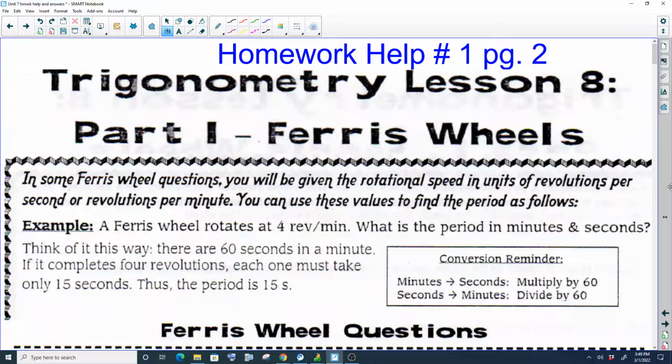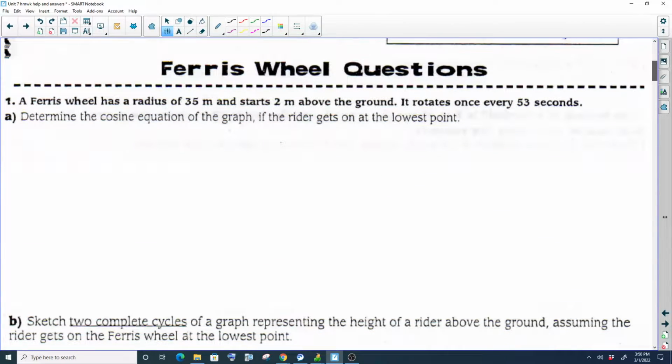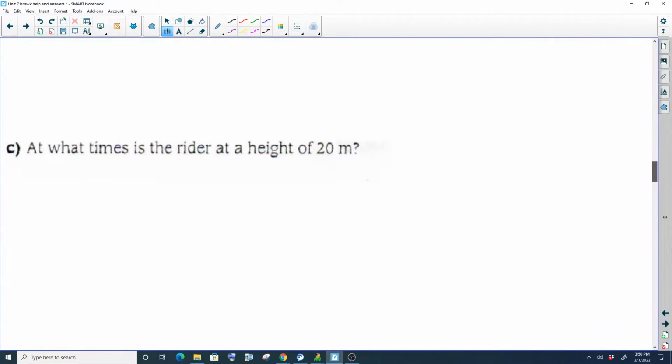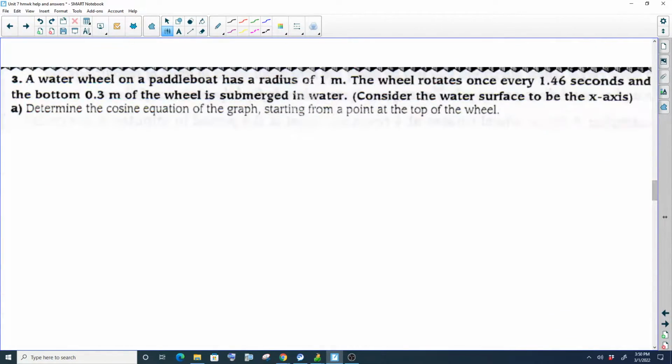Week 7 is sine and cosine applications. Here's the new build. We're just talking about big old Ferris wheels and how we can do these kinds of problems. Definitely watch my videos. I've got some good videos to help you. And here's another video to help you, which is our submersion one. So we're going to skip down to question 3 because that was what was asked for during the Google Meet.